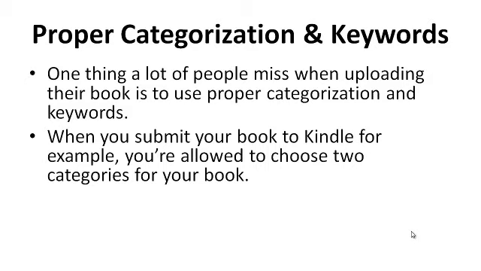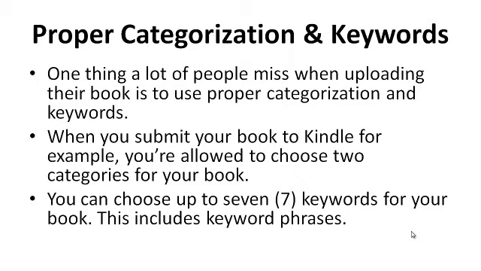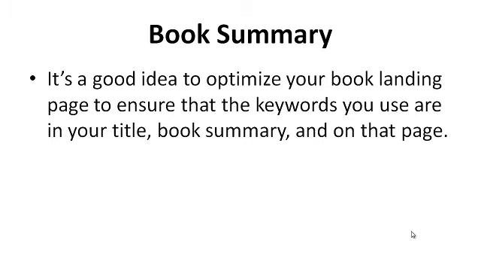So basically, when you submit your book to Kindle, for example, you will be allowed to choose 2 categories for your book. So you want to make sure that you choose them wisely. Choose them wrong, then you're not going to really get targeted traffic.